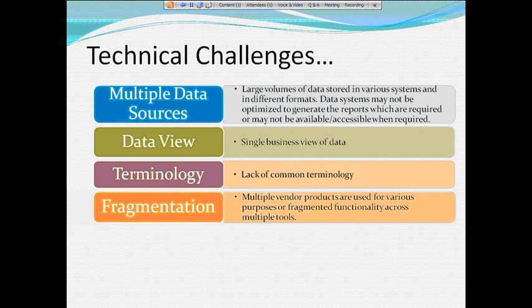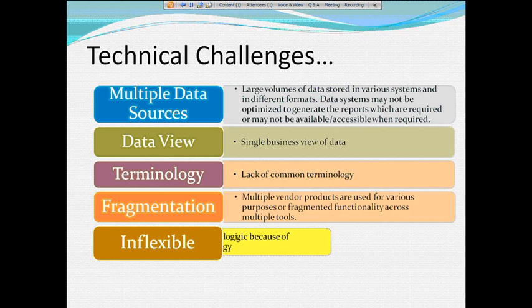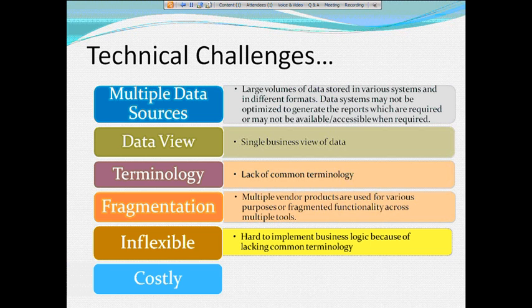For example, the performance of one is way too fast while the other is lacking in performance, even though it's cheaper in price. So all those kinds of fragmentation issues come into the picture when we are implementing the BI solution with different vendor products for each core component. Inflexible. The heart of any BI solution is implementation of the business rules. Not all the analytics engines or analytics tools available in the market are flexible enough to implement the business rules.